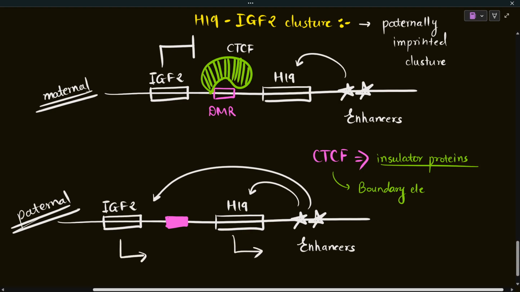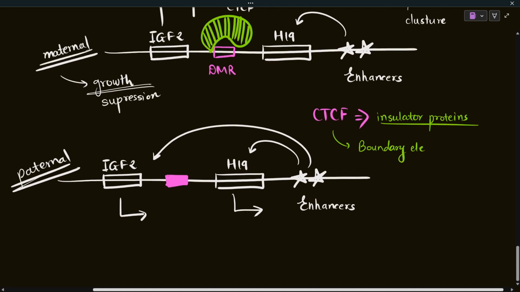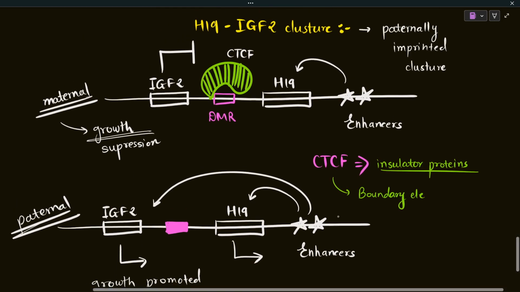This is how IGF2 is inhibited in the maternal allele. This leads to growth suppression, because IGF2 is a growth factor and promotes growth. In the paternal allele there will be growth promotion, because IGF2 is also expressed. So this is how the DMR in the ICR regulates genomic imprinting.